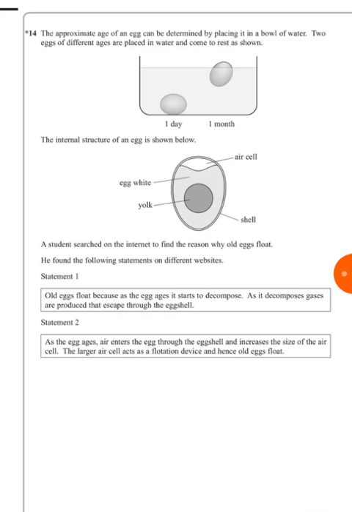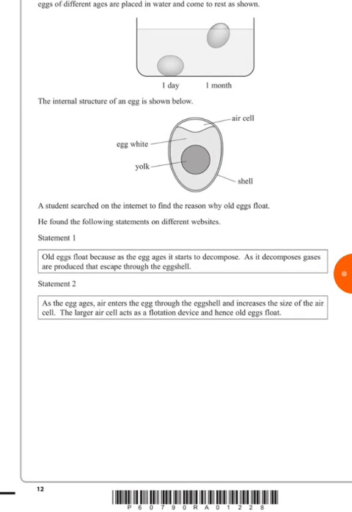Now, at a glance, when we read statement 1, it leads to a decrease in weight. Escape means a decrease in weight. Okay, so that means the weight decreases. Then statement 2: as the egg ages, air enters the egg through the eggshell and increases the size of the air cell. The larger air cell acts as a flotation device, and hence old eggs float. Okay, so in statement 2 they say the air enters, therefore it leads to an increase in weight.